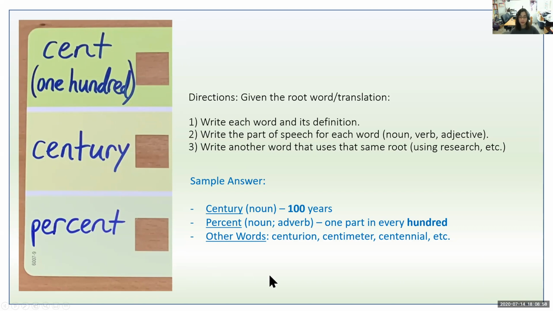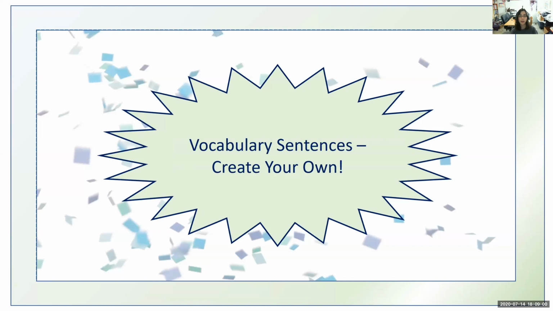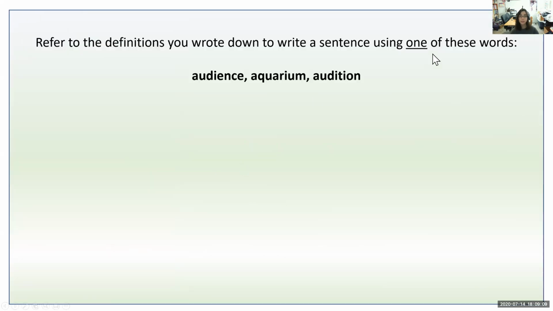Okay, let's go on to another activity. This is vocabulary sentences using some of our vocabulary terms, and you get to create your own sentences. So you can refer to the definitions that you wrote down to write a sentence using one of these words. Or if you don't have a definition for these particular words, you can also research them, look them up, or a handy resource is your dictionary. Your dictionary will also provide definitions for these words.